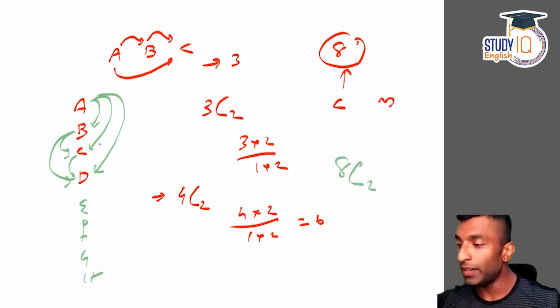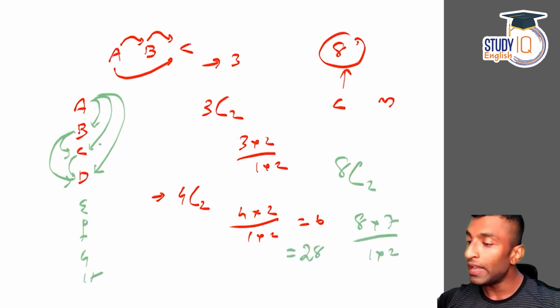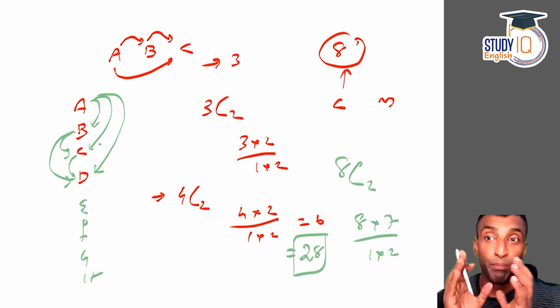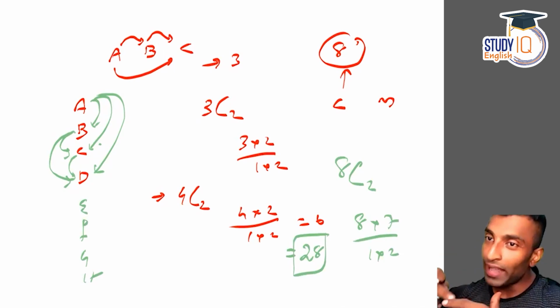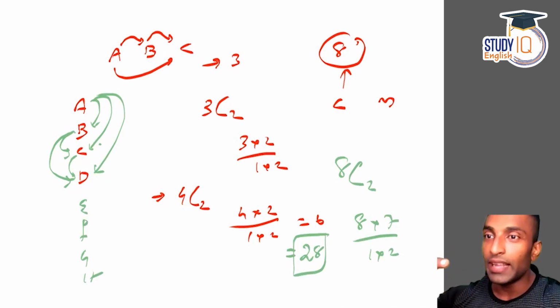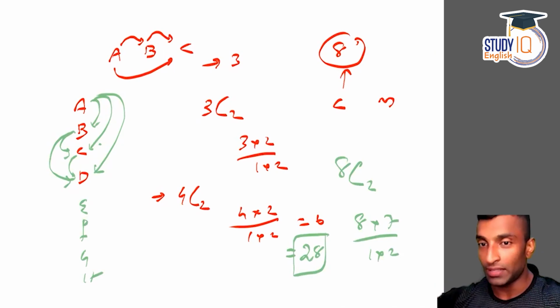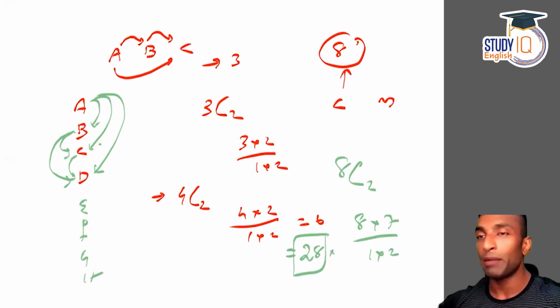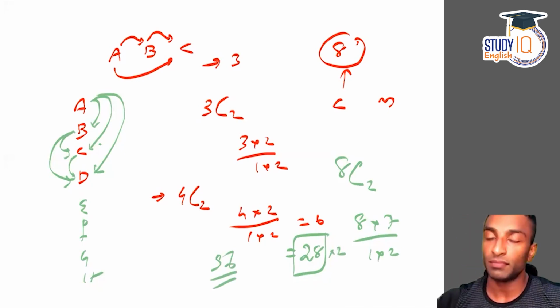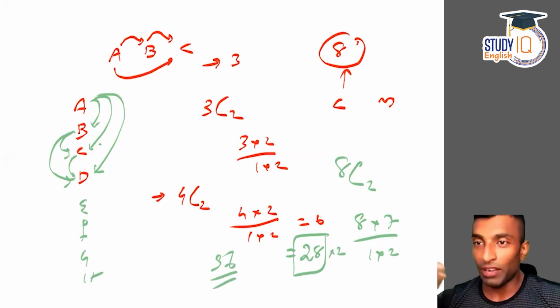8C2. 8 into 7 divided by 1 into 2. What is that? 28 matches. But not 28. They not only play against each other once, they play against each other twice. So 28 multiplied by 2, 56 matches are played in the league round. Then comes the qualifier and everything.